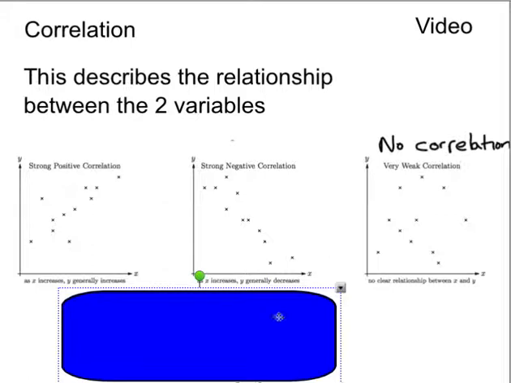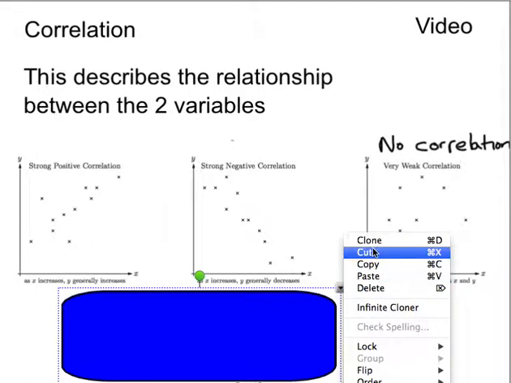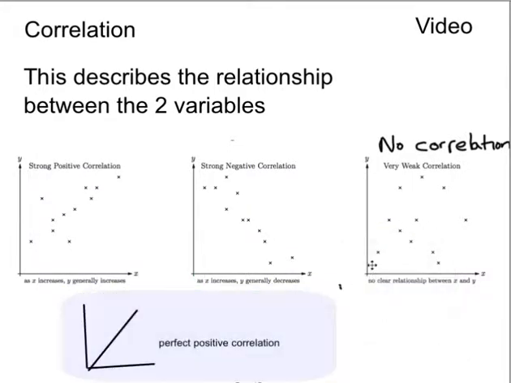Something that has no correlation will look like this, very messy. You might also have perfect correlation. If you have perfect correlation, the data will be perfectly on your line of best fit. All the data would be perfectly on the line.